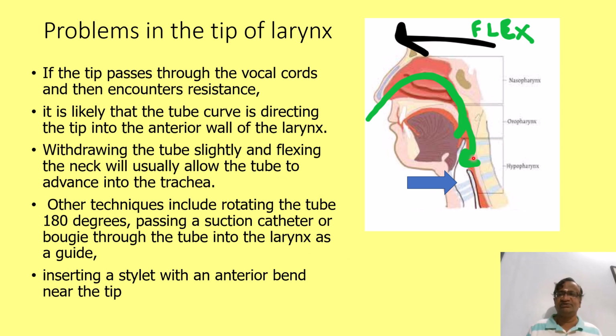Problems at the tip of the larynx. The endotracheal tube has to go here. Now it is hitting here. It is likely the tube got directed to the anterior of the larynx. Withdrawing slightly and flexing the neck, that's what I do. You just flex the neck. Other techniques: I have rotated it. Sometimes you can pass a bougie through the tube.